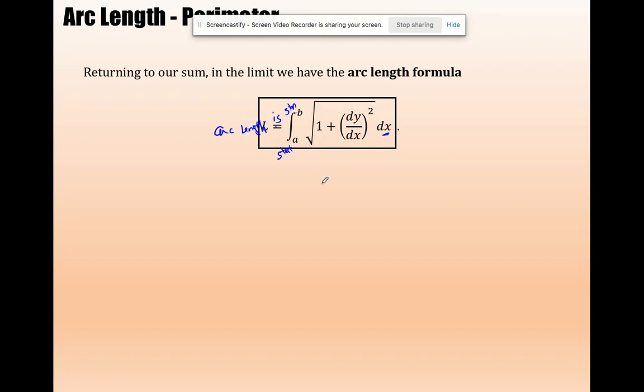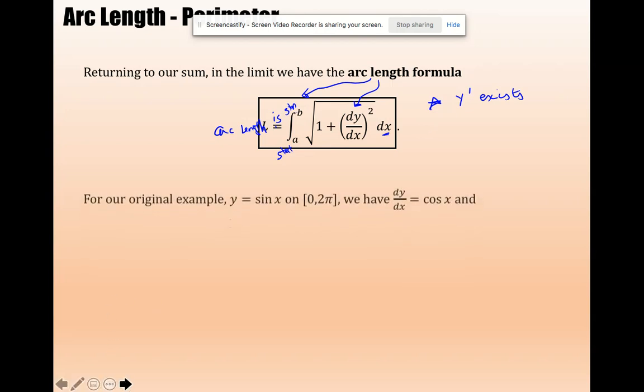Notice that the arc length formula is an integral with a derivative in it. That says, though, that y prime exists. Y prime has to exist. If you're going to use the derivative dy dx in the formula, your derivative has to exist. So start thinking about, when am I going to have issues with my arc length formula?